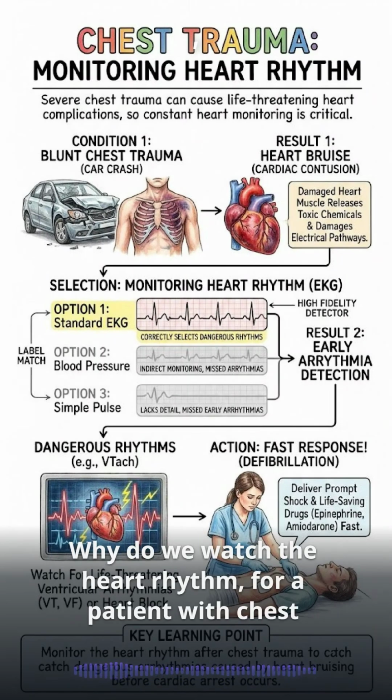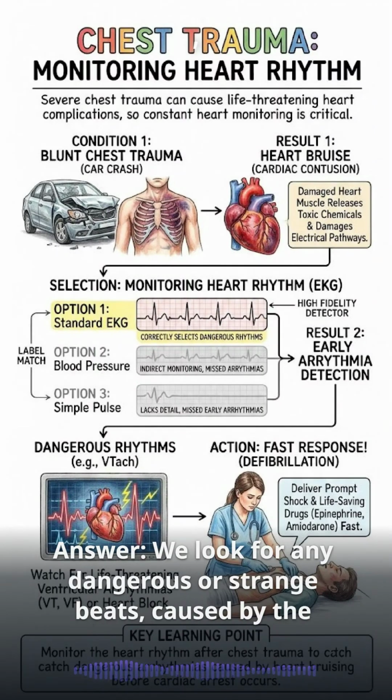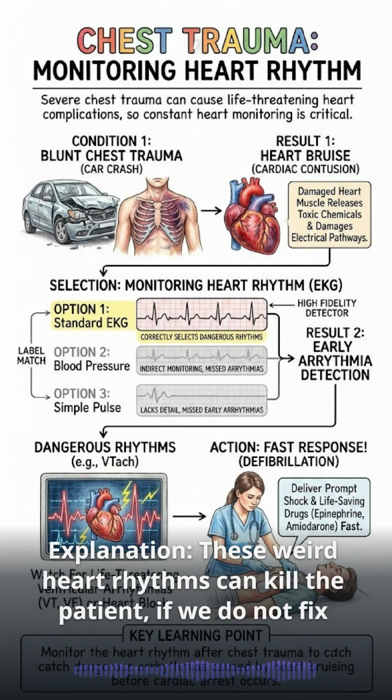65. Why do we watch the heart rhythm for a patient with chest trauma? We look for any dangerous or strange beats caused by the heart bruise. These weird heart rhythms can kill the patient if we do not fix them fast.